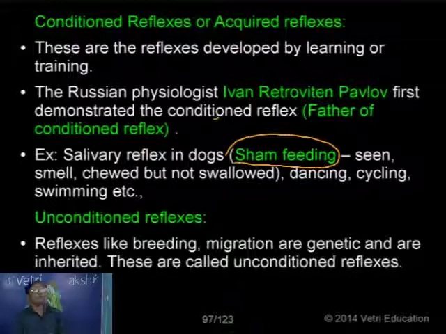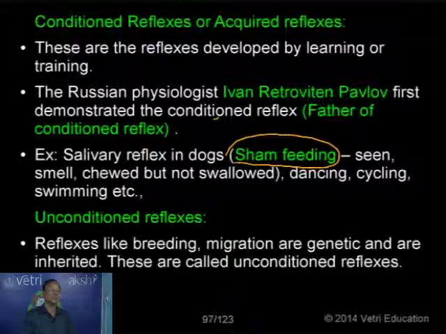What do we mean by unconditioned reflexes? Certain reflexes take place in the body, for example migration, and also breathing. These processes are genetically oriented, so they can be inherited. Such reflexes are called unconditioned reflexes. They are not developed by means of learning or by means of a training process. Every now and then, inborn behavior, as it is normally inherited in animals, like breeding and migration, are all called unconditioned reflexes.